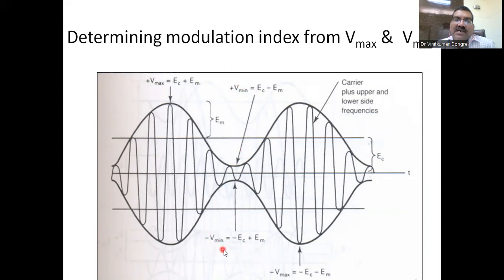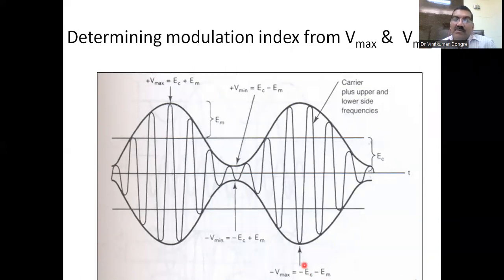This is minus Vmin. Again the same, so it is minus EC. EC is on the negative side. Minus EC plus EM, so subtraction of these two. Again minus VM. Both are on the negative side. That is EC minus EM. So same thing, only these are on the negative side, so signs are changed. So this is what we have analyzed in the waveform.